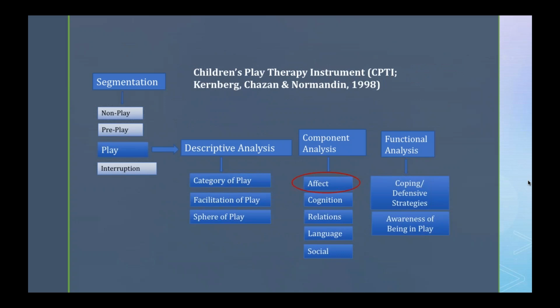We investigate in detail the affect expression and regulation strategies using the children's play therapy instrument. On this slide, you see every item and every scale of this instrument. It's a very wide instrument that's psychodynamically informed, and it aims to assess the child's play activity in psychotherapy. It has various indices, so you can look at the categories of play, how the child facilitates play, the relational aspects of play, the coping defensive strategies in play.